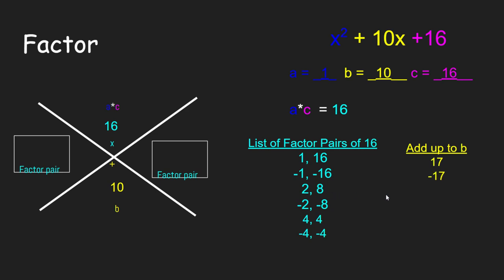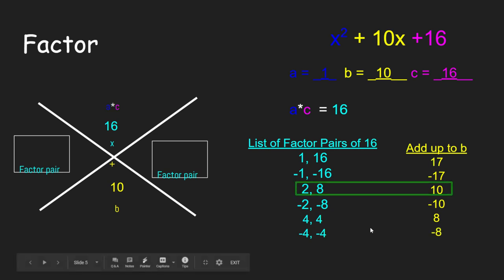2 and 8 gives me positive 10, which is my B value. You could stop here, but we're going to keep going so that we get practice with adding. Negative 2 and negative 8 is negative 10. 4 and 4 gives us 8. Negative 4 plus negative 4 is negative 8. So the factor pair that works for us is positive 2 and positive 8.